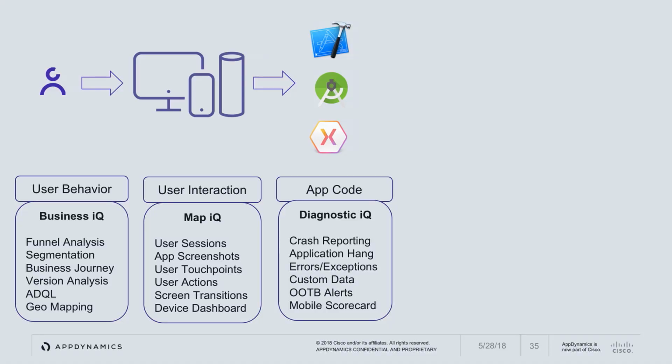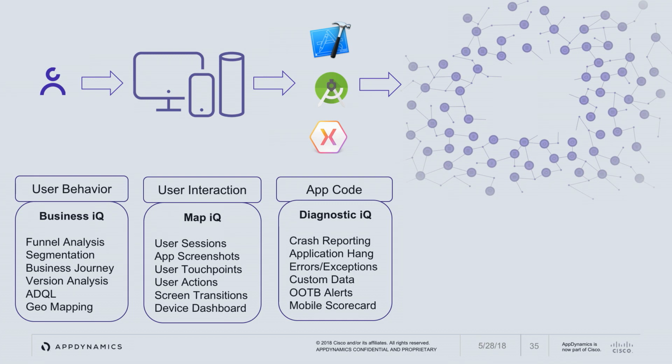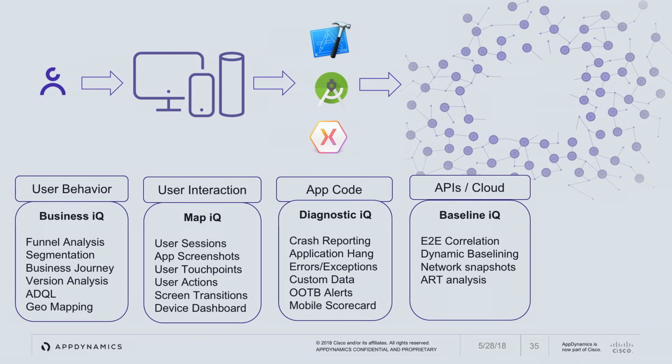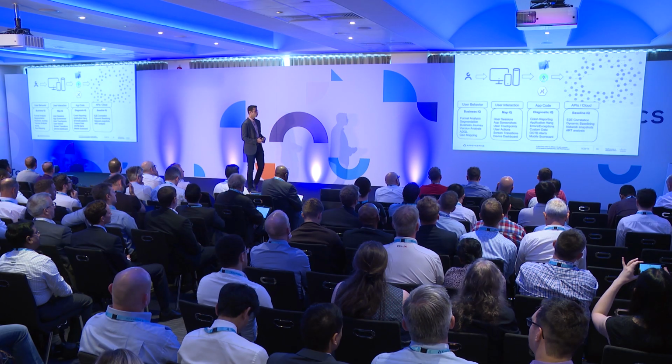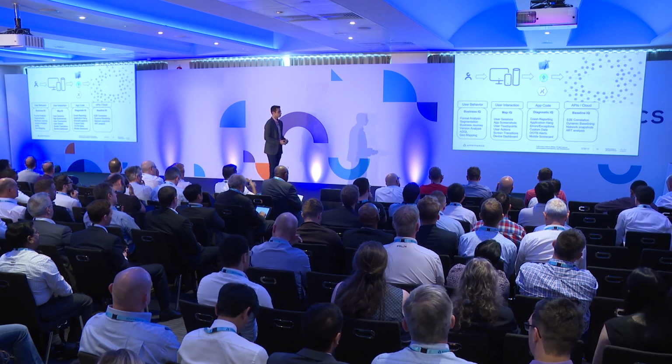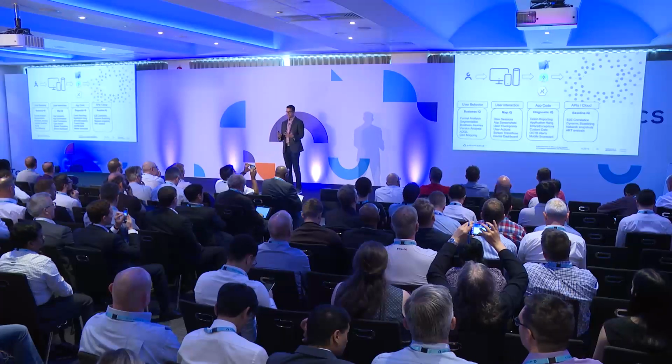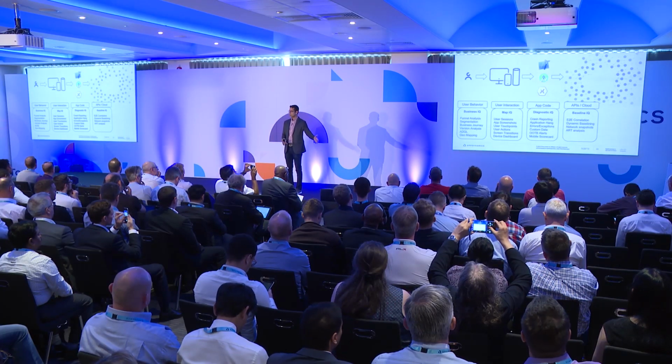So we have looked at all those three areas. Next thing that application code is doing now is interacting with the cloud. It's interacting through the APIs to the backend, and it's trying to gather the information. It's trying to do the processing in the cloud or on the data centers. So from that perspective, you'd want to understand end-to-end correlation. You'd want to understand dynamic baselining. Because often when issues happen, the first team that gets blamed is the one on the front-end side.